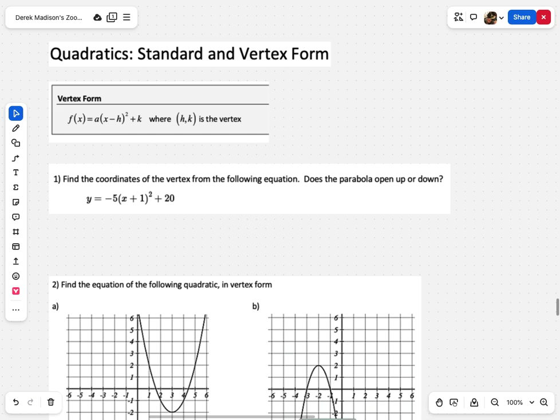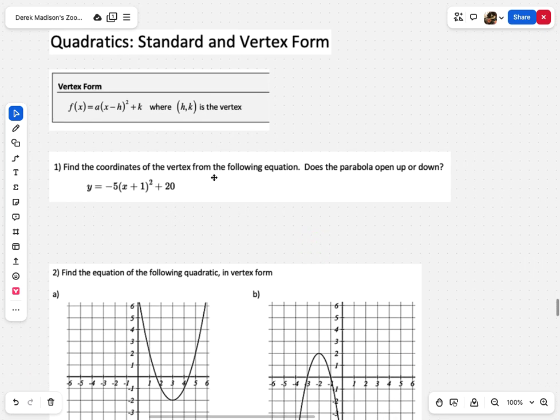So this video is going to be about quadratic equations in standard and vertex form and finding the features of quadratics. So vertex form is what we saw in the transformation section. It's a(x minus h) squared plus k, and that's where (h, k) is the vertex. Remember that h shows up backwards from the actual sign on the vertex. That's that left-right shift. So the first question is asking, find the coordinates of the vertex from the equation.